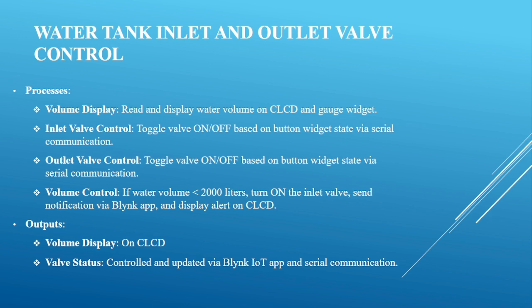Users control the inlet and outlet valve via button widget in the Blynk app. The process includes reading the water volume and displaying it on the CLCD. The system toggles the inlet and outlet valve on or off based on the state of the button widget via serial communication. If the water volume drops below 2000 liters, the system activates the inlet valve, sends a notification to the Blynk app, and displays an alert on the CLCD.